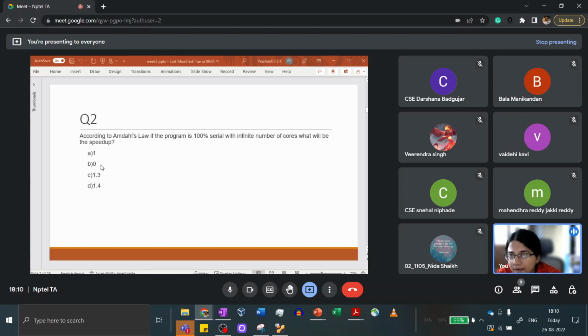So according to Amdahl's law, if the program is 100% serial with infinite number of cores, what would be the speed up? A is 1, B is 0, C is 1.3 and D is 1.4. I'll pause a little longer here so that if you need to take a pen and paper and work this out, please do so. And when you have an answer, post it on chat.